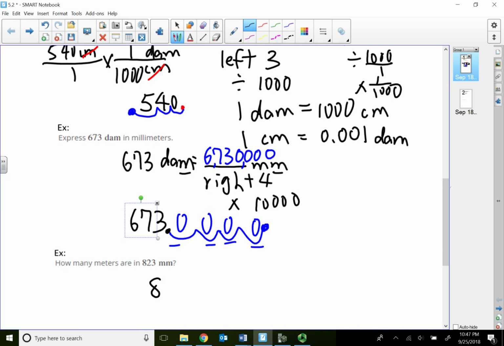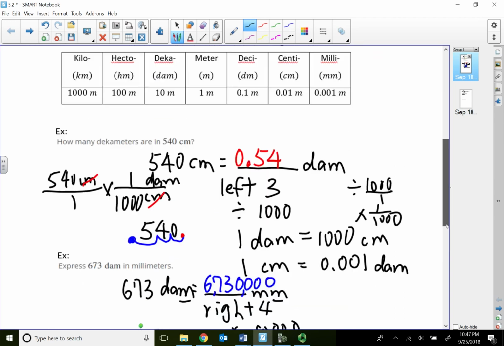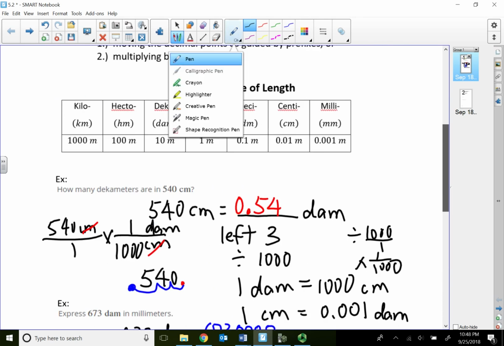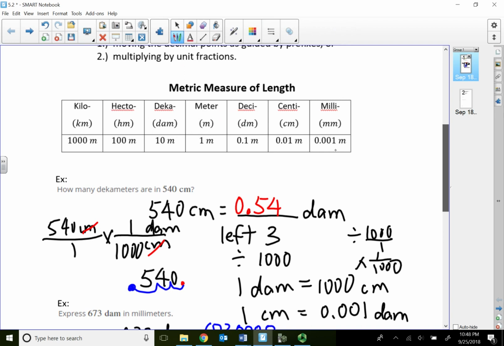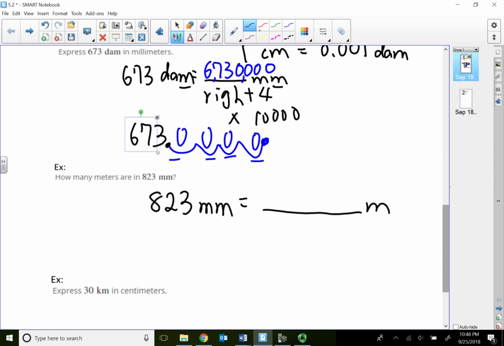All right, how many meters are in 823 millimeters? So as 823 millimeters, trying to convert into just simply meters. So meter is actually all the way in the middle, the base unit 1. So I'm starting at milli, need to go to meter. Milli is all the way on the right, need to go to meter in the center. So that's 1, 2, 3 places to the left. Left 3 is the equivalent of divided by 1,000.